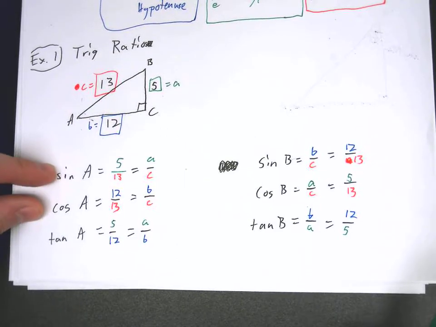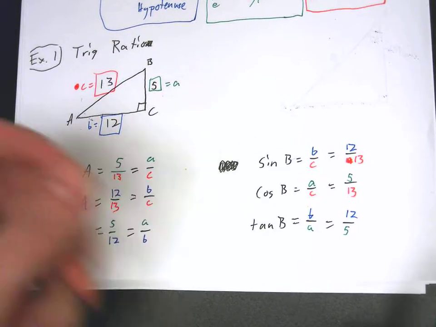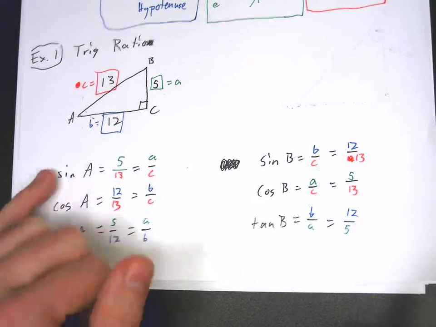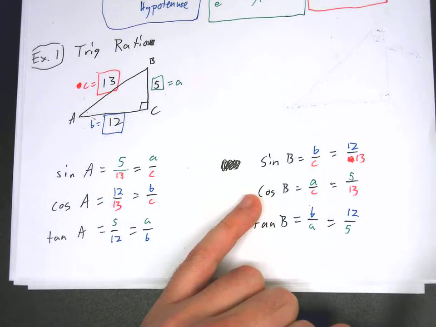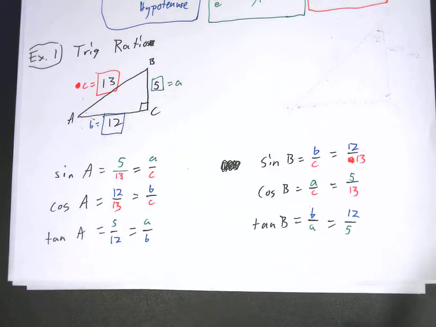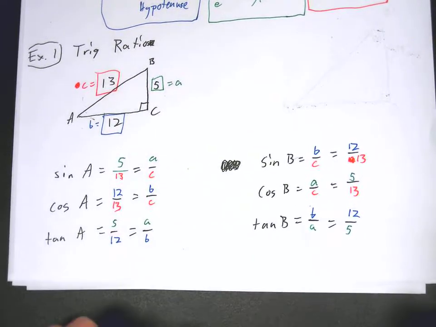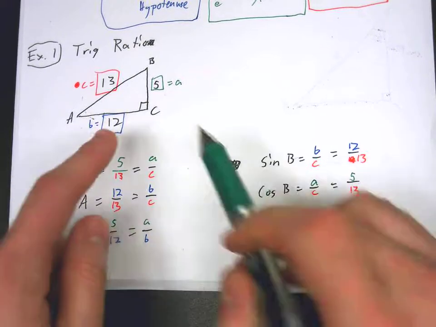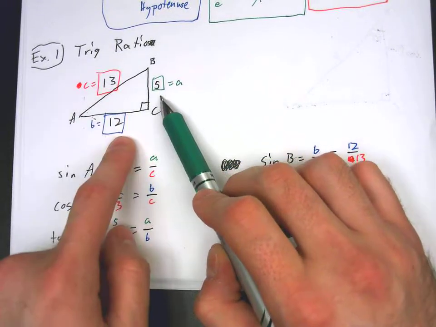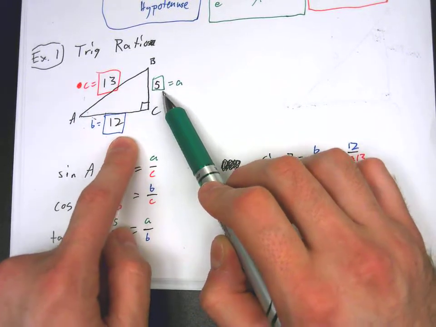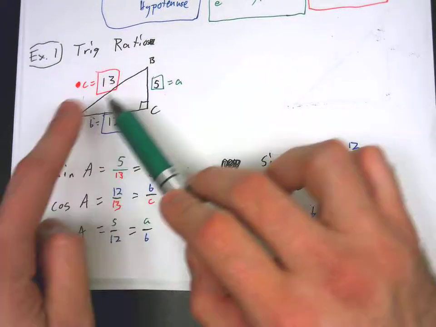So sine of A and cosine of A have flipped, with sine of A being cosine of B and cosine of A being sine of B. For tangent of B, the ratio itself has flipped instead. Because the hypotenuse stays the same, but which one's the adjacent and which one's the opposite changes depending on which of these two angles you're looking at.